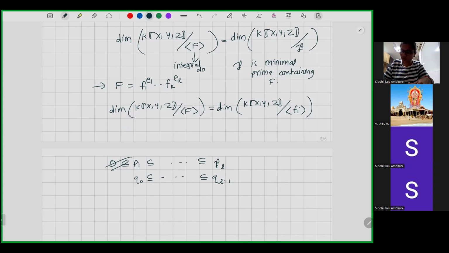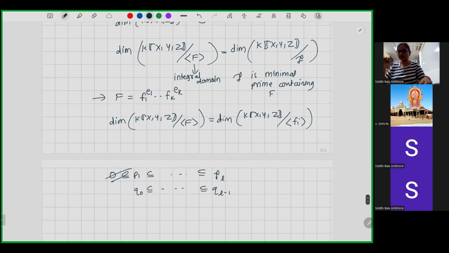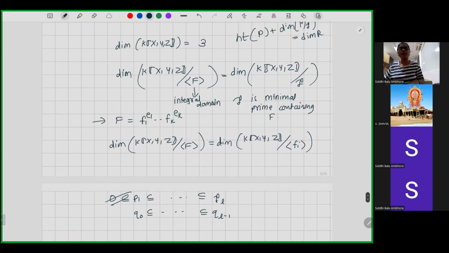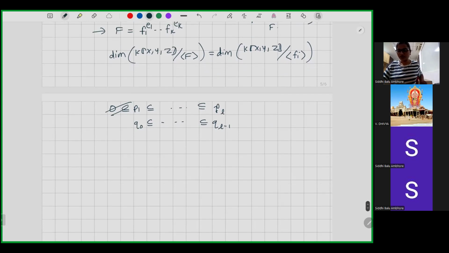It's not true in non-integral domains, because we can quotient by a zero divisor and the height will always be the same. But since we are in an integral domain, the height will always reduce by 1. Is it okay? Some non-zero divisor when we quotient, is it okay now? I mean, how the height is reducing? Okay.